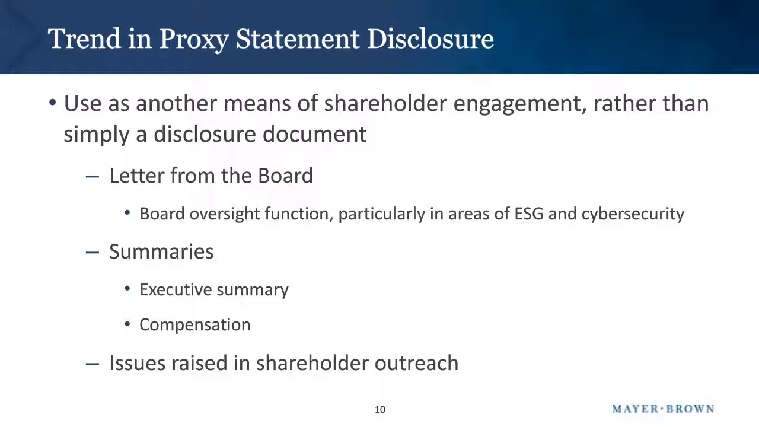Some shareholders look for specific information in a proxy statement. It's important to know the shareholder base and what type of information those shareholders are looking for. It's also a good way to disclose things that ISS and Glass Lewis might be looking for that go beyond the SEC disclosure requirements. So what are some of the things that we are seeing that I think come within this area?